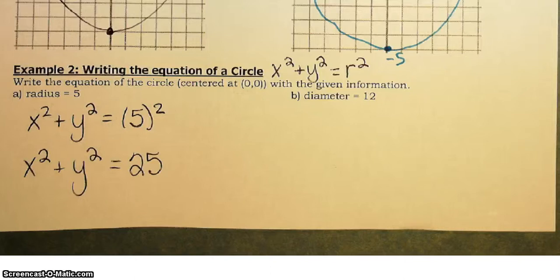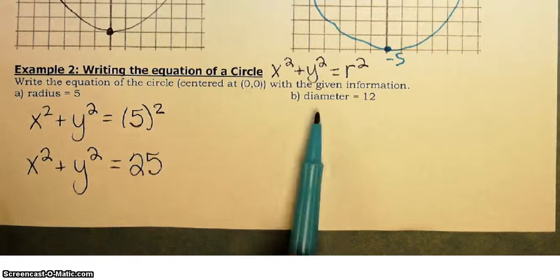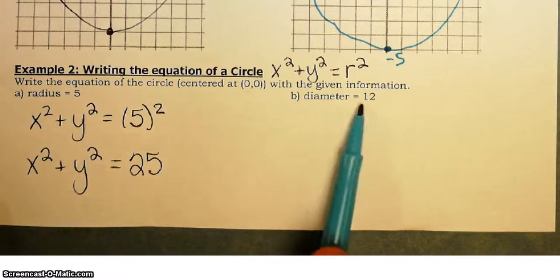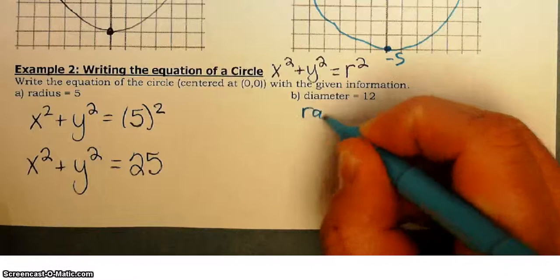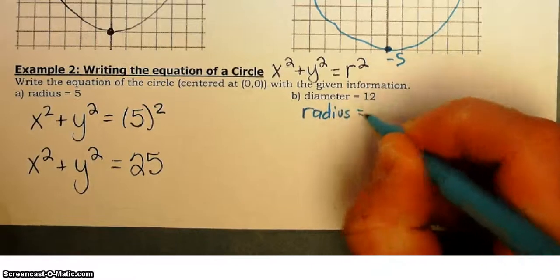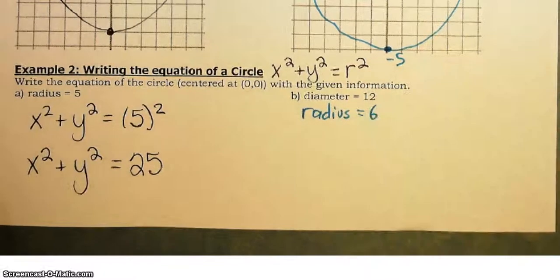On the next example, we gave you the diameter instead of the radius just to see if you remembered that if you want to find the radius from the diameter being 12, the radius will be half of the 12, which is 6. We just wanted to see if you remembered that fact from geometry class.